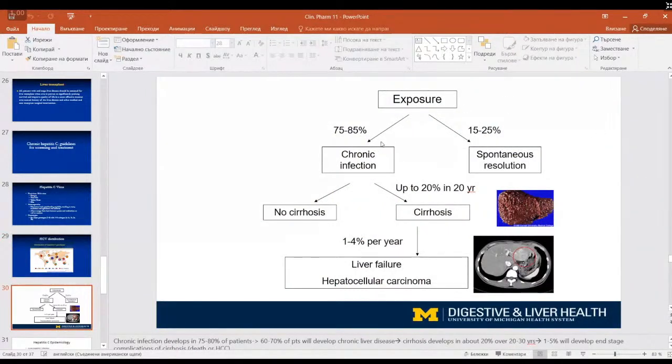80% of people who are exposed to HCV virus get chronic infection, and around 20% get spontaneous resolution, which is the better option, of course. Of those who get chronic infection, around 20% develop cirrhosis within 20 years, and 1 to 4% of them develop liver failure and hepatocellular carcinoma per year, which is not a small number.